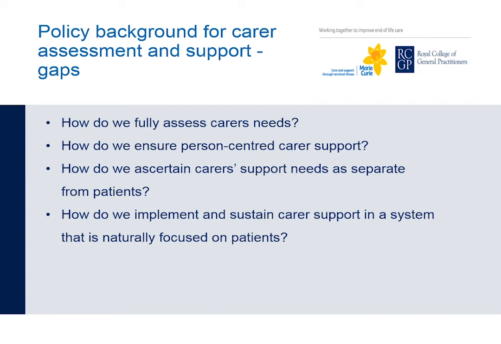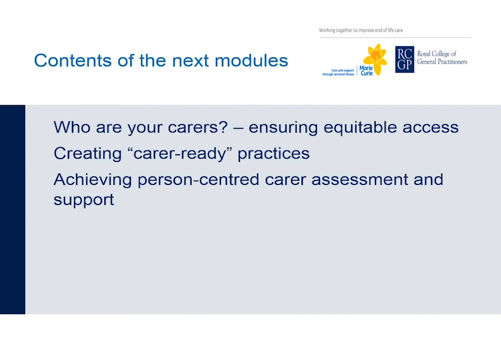How do we ascertain carers' support needs as separate from patients, now that patients and carers are bundled together in end-of-life care guidance? And how do we implement and sustain carer support in a system that naturally is geared to focus on patients? The remaining modules of the Masterclass begin to look at how we tackle these questions to improve person-centred assessment and support for carers during end-of-life caregiving.